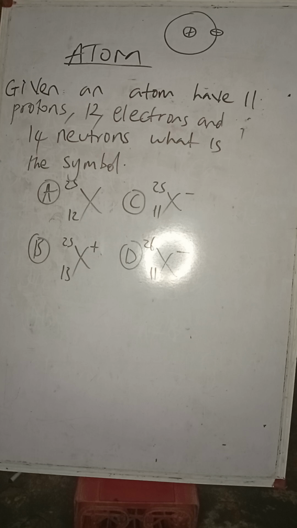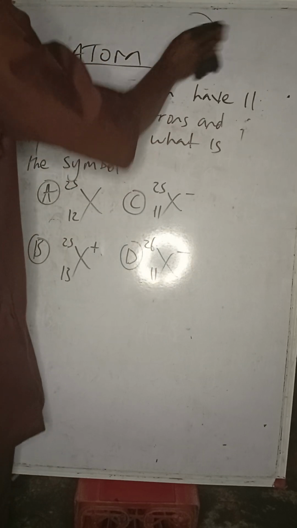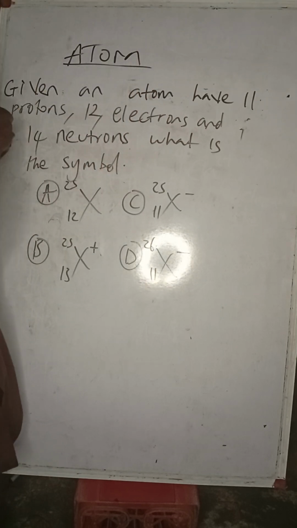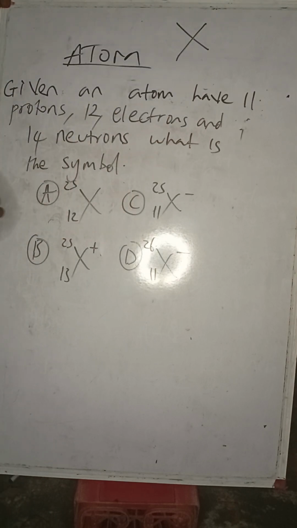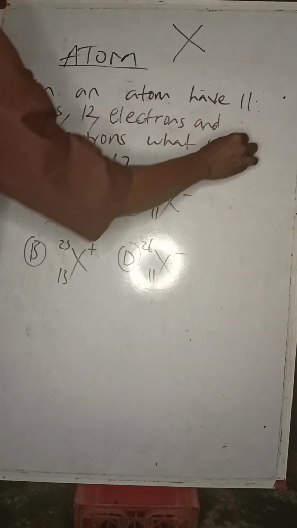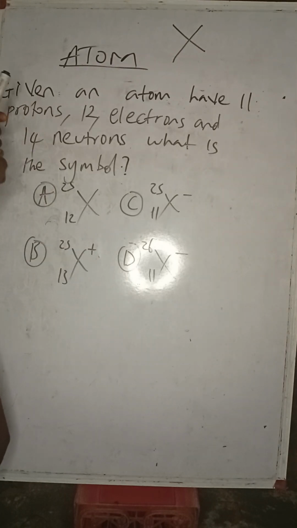Now, how do we quickly get the symbol of this atom? So I'm going to quickly solve here. Let's say we have X as the symbol, as the options take it to be.